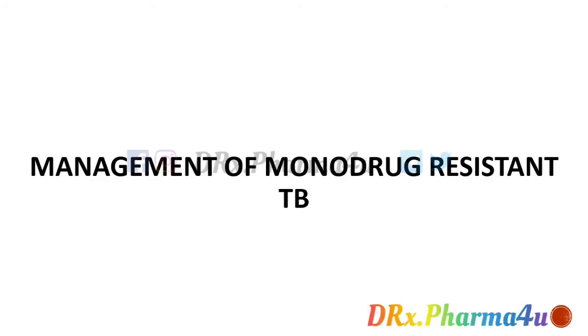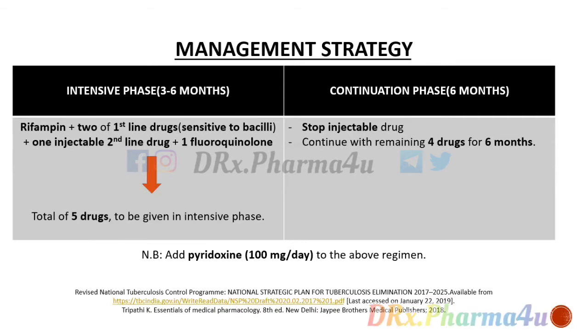Management of monodrug resistant TB. If you have monodrug resistant TB, the intensive phase is of 3 to 6 months and the continuation phase is of 6 months. So it is a total treatment strategy of 9 to 12 months.